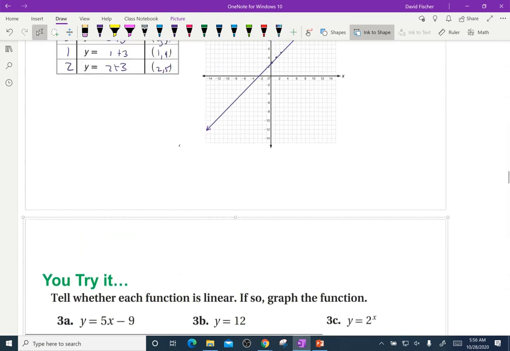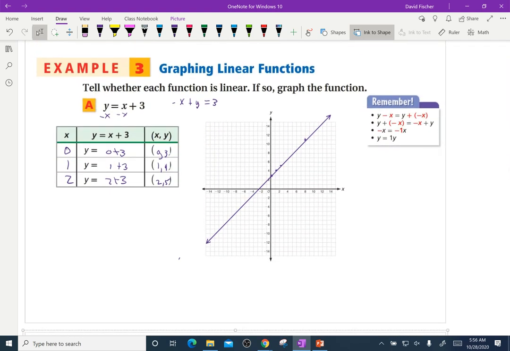Oh, you know what? Back up here, now that I think about it, we're going to have some questions. We have to tell whether it's linear, and if so, if it's a function. So, yes, it's linear. We can say it's a function because it passes the vertical line test.